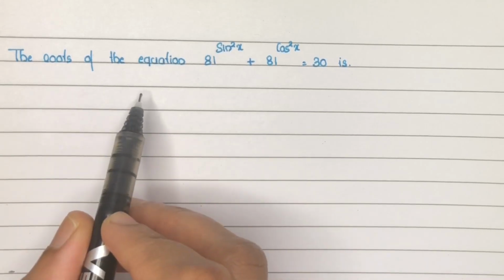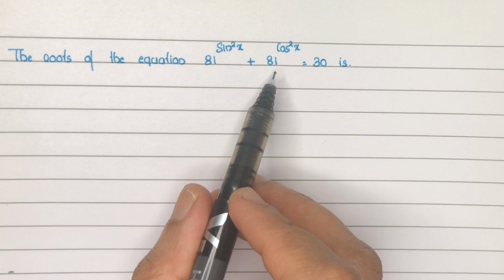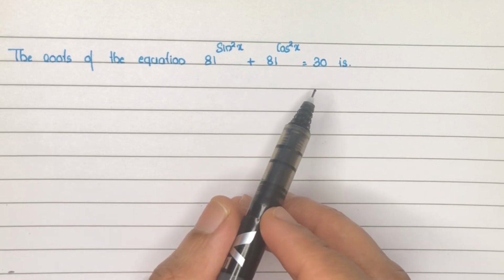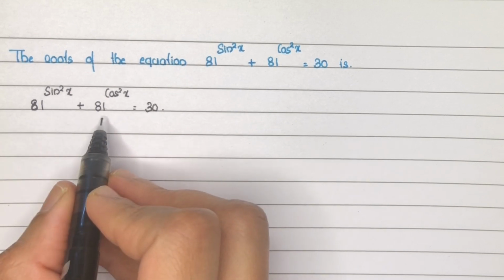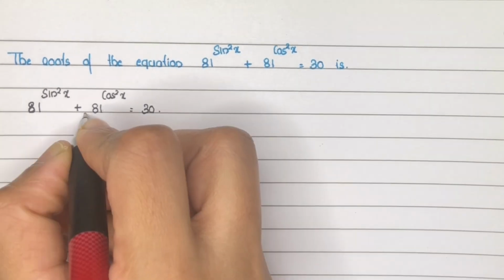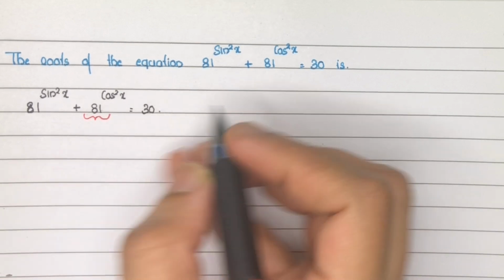The roots of the equation 81 raised to sin square x plus 81 raised to cos square x equal to 30 is, first consider the given equation 81 raised to sin square x plus 81 raised to cos square x equal to 30. Consider 81 raised to cos square x.